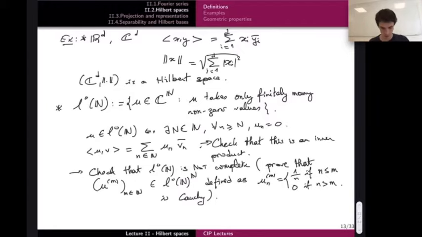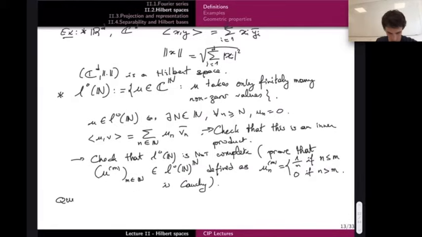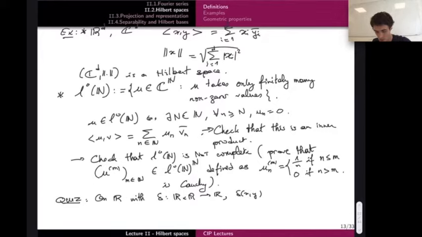So I had a quiz also for you, so maybe quiz if you like. We will work on R with the following distance, or with the following mapping, say, delta, which goes from R times R to R, defined as delta of x, y equal to 1 if x is equal to y, 0 otherwise. So this is a mapping from R times R to R.